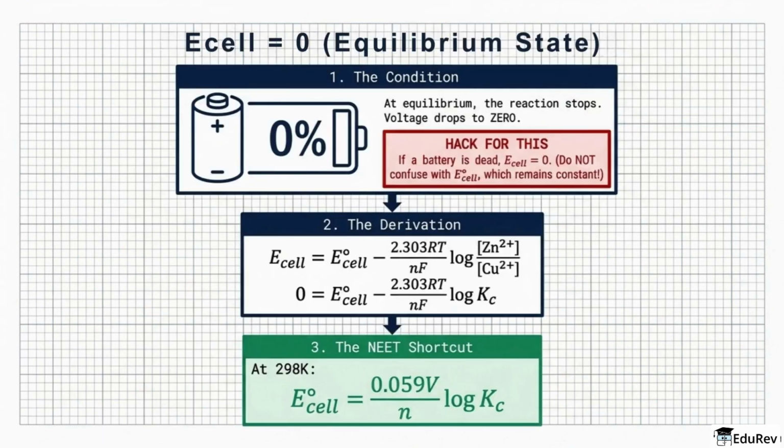This slide focuses on equilibrium in an electrochemical cell. When the system reaches equilibrium, E cell becomes zero because the reaction stops and the driving force disappears. The derivation shows the Nernst equation being reduced at equilibrium, leading to the shortcut at 298 Kelvin. E naught cell equals the quantity 0.059 over n times the log of Kc. The warning box is important. If a battery is dead, its actual E cell is zero, but that does not mean the standard cell potential is zero. The standard value remains fixed.